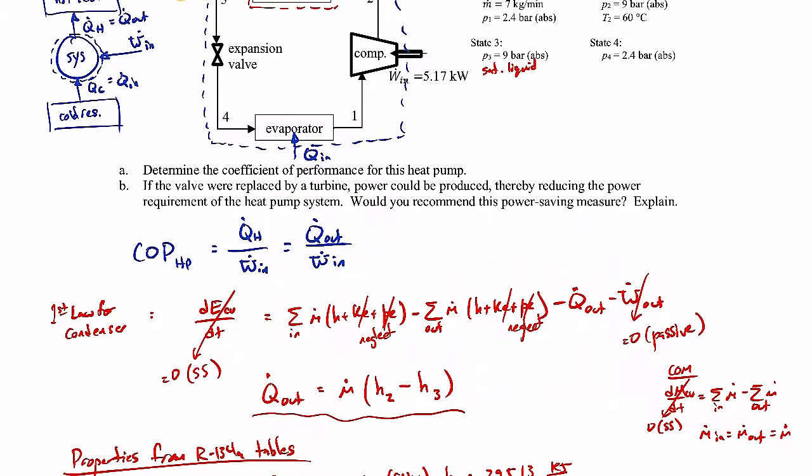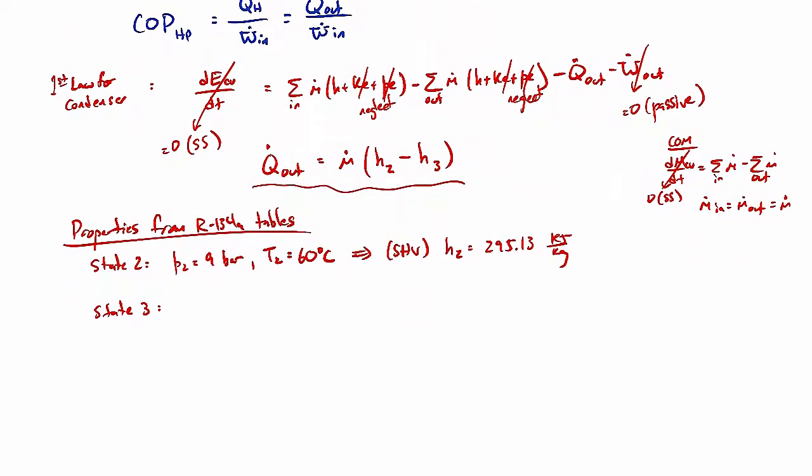And then state 3, we know that the pressure there is 9 bar. That makes sense because as you go through the condenser, we assume the pressure remains constant. But we're also told that it's a saturated liquid at state 3. So we can go to our tables. We know it's a saturated liquid. We know the pressure, so we can easily look up what H3 is. It comes out to be 101.64 kilojoules per kilogram.